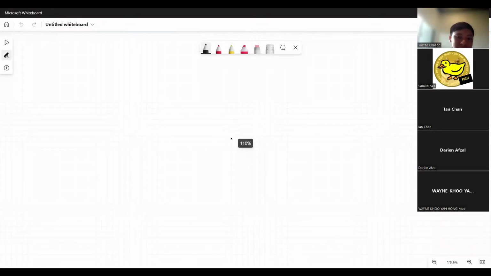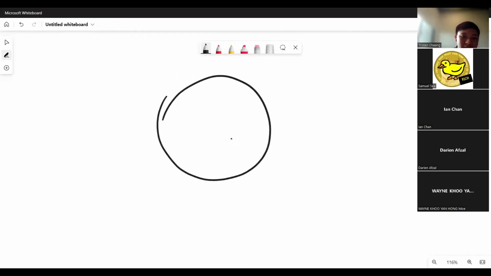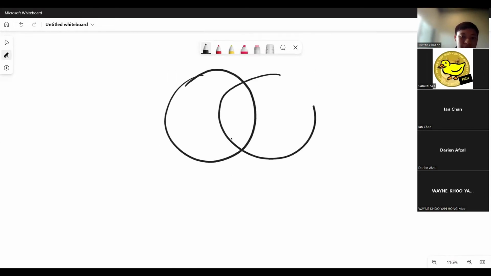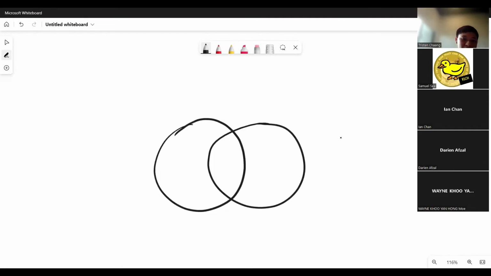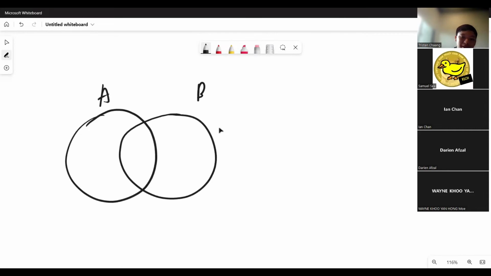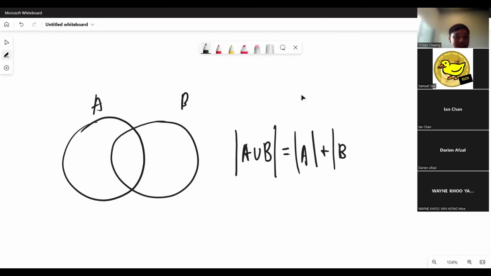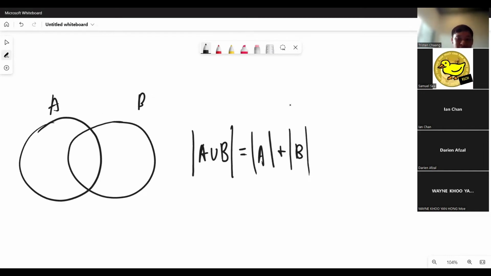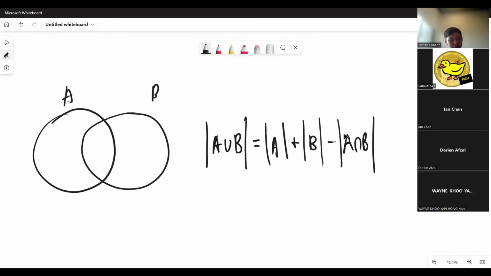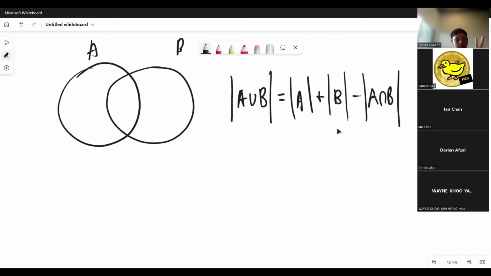Let's look at a Venn diagram. So if this is A and this is B, and we want the union of A and B, well, it's quite obvious that if you add up both cardinalities, you not necessarily get the answer, because you will double count whatever's in between, isn't it? So you have to subtract once the intersection of both sets. So this is the PIE for 2 sets. And our goal is to look at the PIE for n sets.